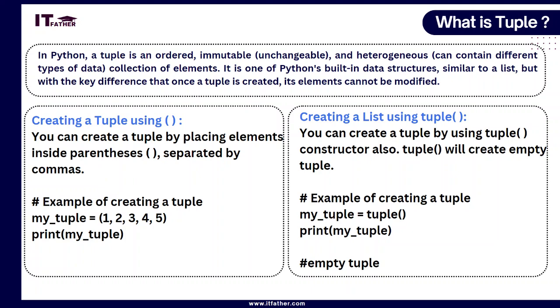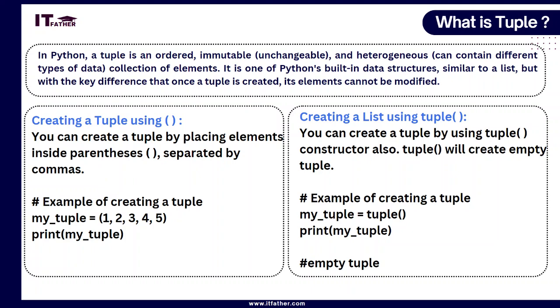And it can also contain different types of data. Like a list, we can store characters, strings, numeric values, integers, floats. Any type of data we can store in a tuple also. It is one of Python's built-in data structures, similar to list, but with the difference that once a tuple is created, the elements cannot be modified. Understood?